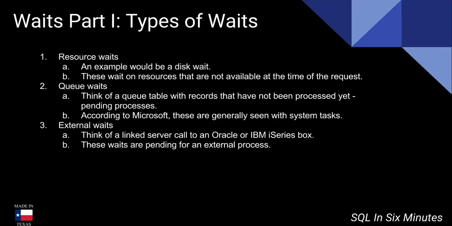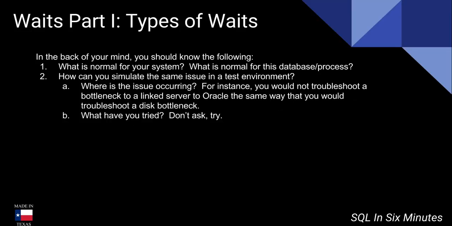So when considering weight types at the beginning, in the back of your mind, you should know the following. The first one is what is normal for your system and what is normal for this database or process. For instance, if you come to me and say, hey, I'm having an async network I/O weight, and I pull up your system and say, okay, show me the history, because why is this abnormal all of a sudden? Something could have changed in the application, right? Because that's generally where we're going to be looking, is the application layer. What's changed in the application layer?